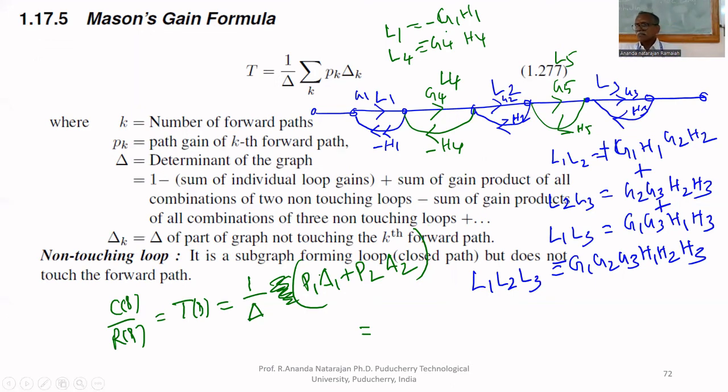Therefore, we have to check. But most of the time, common elements will be there. Quickly you can remove them. Sometimes there won't be any common element, but they will be touching each other.